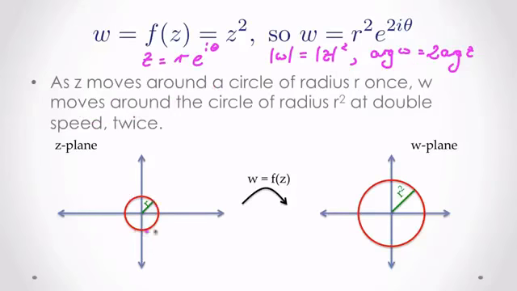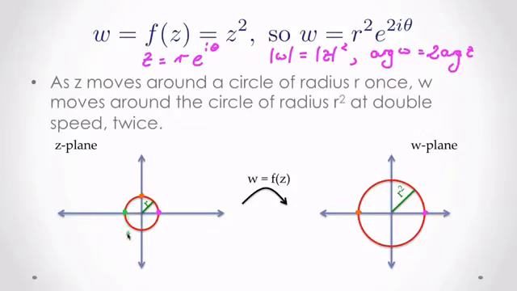So if you look at a z that moves in the z-plane around a circle of radius r, then the corresponding w's would move around a circle of radius r squared at twice the speed. For example, this point right here, the argument is 0. We'll just get mapped over here. The argument is still 0, but the distance from the origin has changed from r to r squared. This point right here has an argument of pi over 2. Doubling the argument will map this point over here, again at distance r squared from distance r.